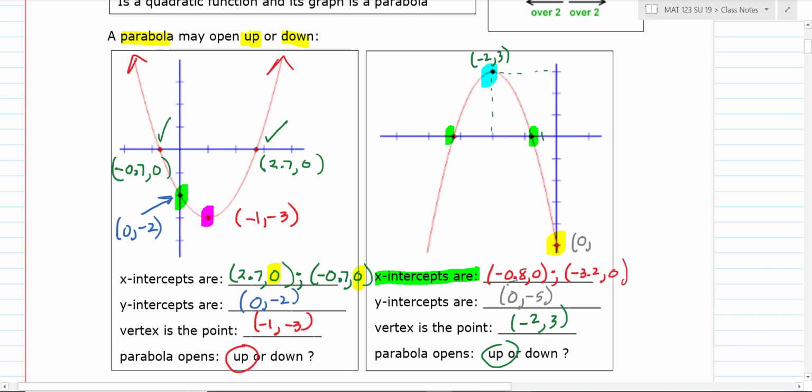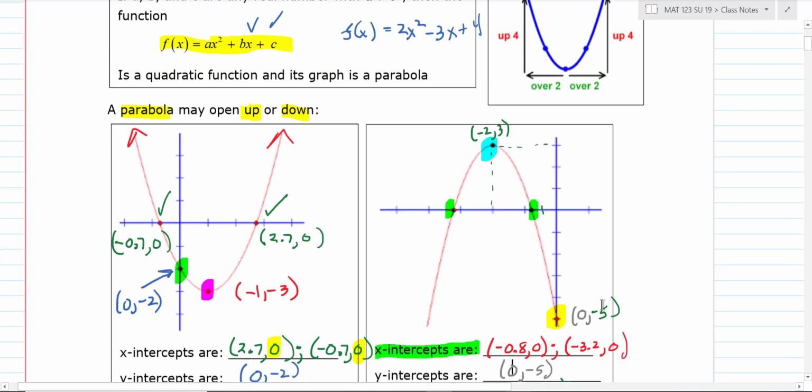If you don't quite have that, that's okay. The y-intercept is this point right here, which is the point 0, negative 5, so that's down 5. Then this is the vertex, so it has an x value of negative 2 and a y value of 3. That's opening down, like that. So that's what you should have.